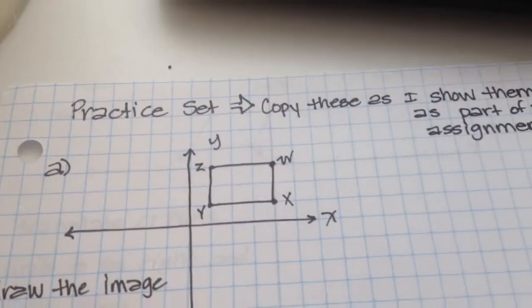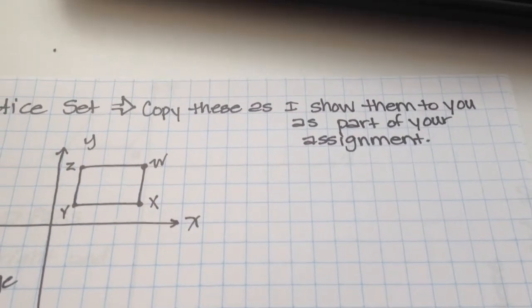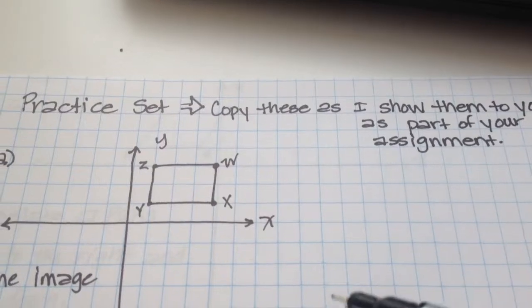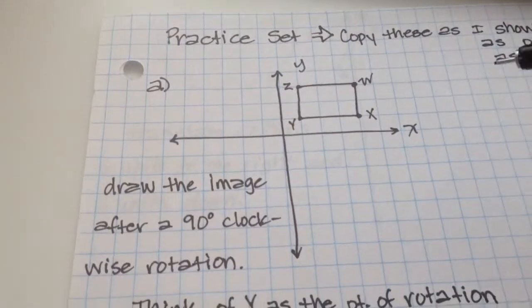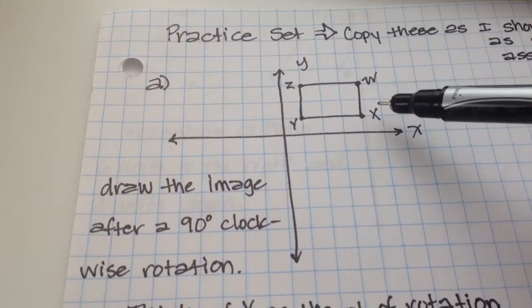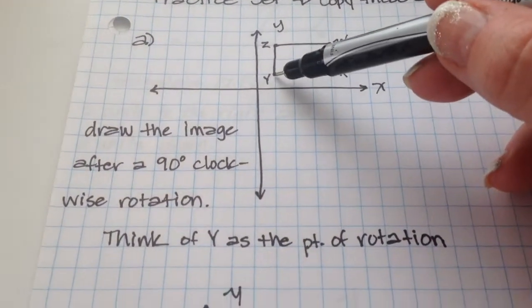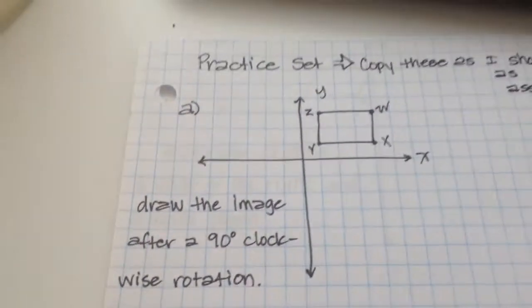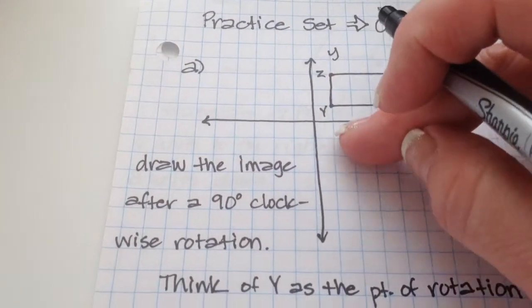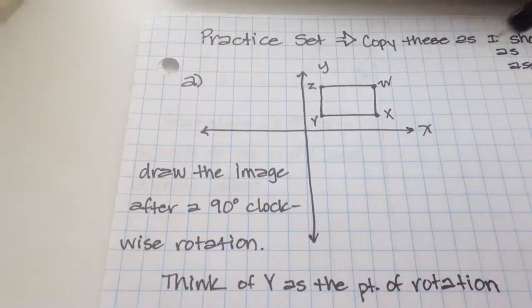Okay, practice set. You are going to copy these on your paper just as I am doing them now. So this is part of your assignment. So if you don't have a paper, you want to get one out right now, good idea. So it says, draw the image after a 90-degree clockwise rotation. So we're going to think of Y as the point of rotation. Excuse me. And we're just going to go 90 degrees clockwise. Okay?